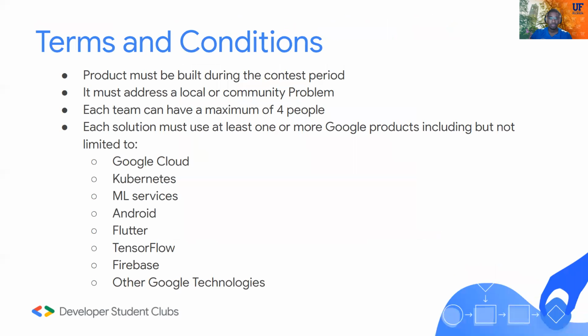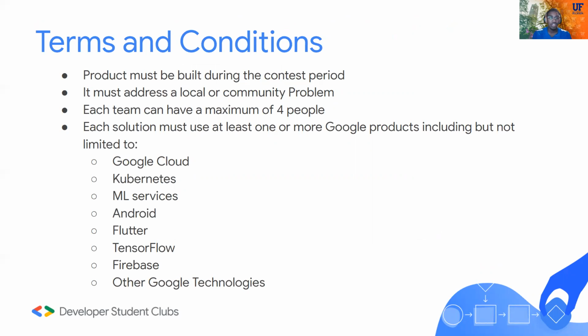So next we have the terms and conditions of the solution challenge. The project must be built during the contest period, which is the period from January 30th to March 30th, 2021. So you have about 2 months to really do the bulk of the development for the project as well.